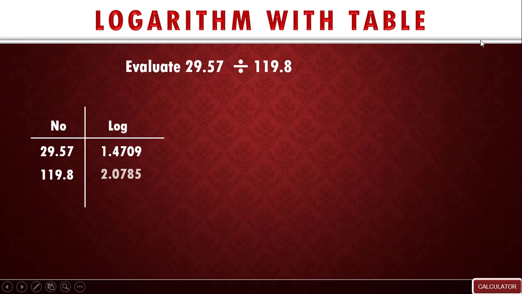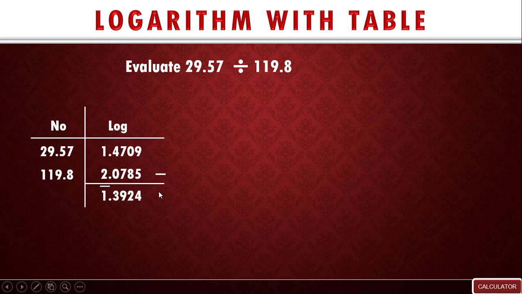So we have 2.0785. The next thing for us to do now is to obey the law of division in logarithm, which says that whenever we have two or more numbers that are divided, that means we need to subtract them. So obeying that, we have minus in between them. If we subtract, we'll have this answer.